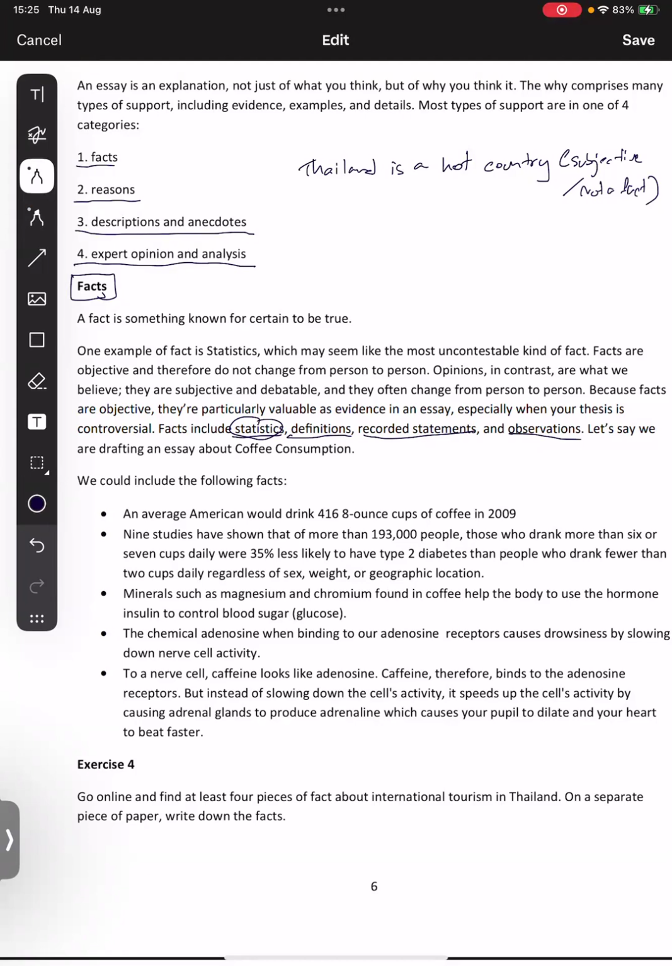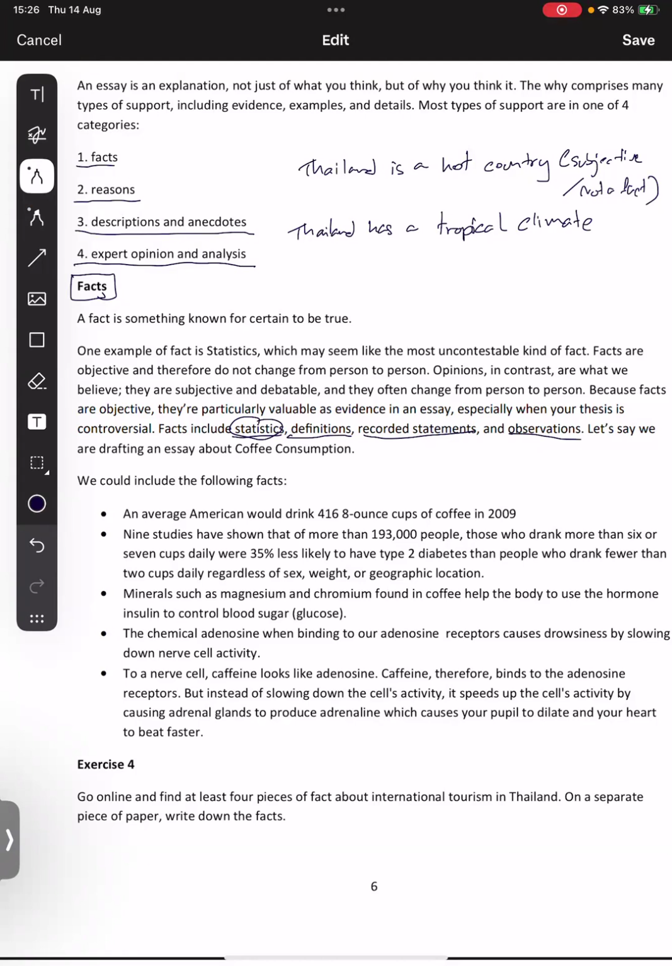But if I say Thailand has a tropical climate, yeah, that is a fact, right? Thailand has a tropical climate. Okay, now this one here is a fact. Tropical climate. It's in the Tropic of Cancer, isn't it? Capricorn or Cancer, you have to look it up, right?